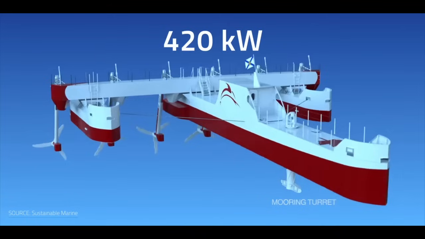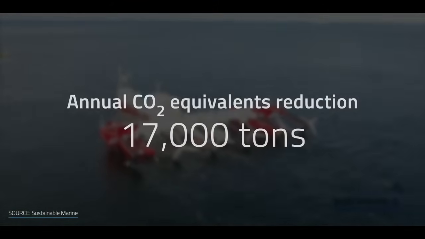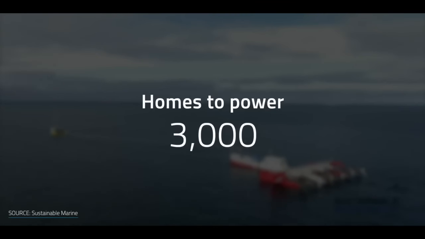So if you multiply the 0.42 by the 24 hours in the day, by the 365 days in a year, you get out 3,679 megawatt hours a year. Being generous and giving them a 40% load factor, that reduces it to 1471 megawatt hours a year, and divide by the 14.2 for the average home, and you get 103 homes. So what did they claim? Is to reduce 17,000 tons of CO2 equivalents annually and power approximately 3,000 homes.